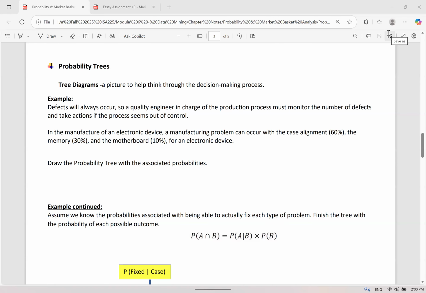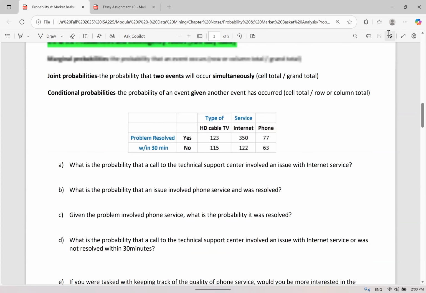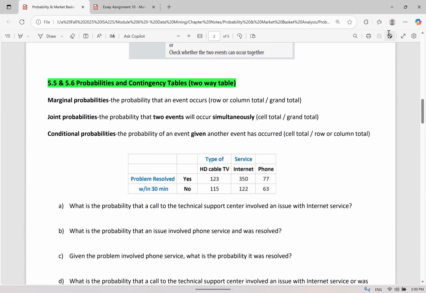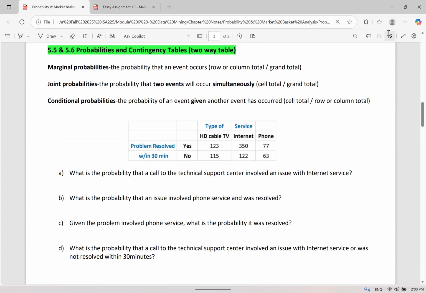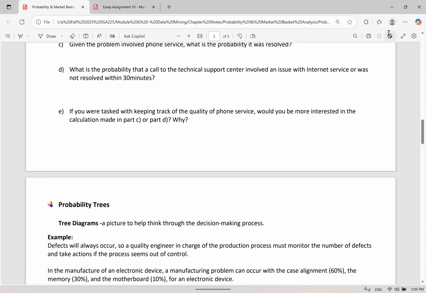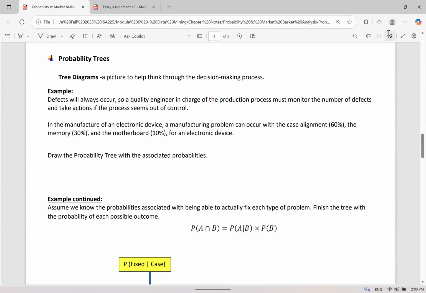Last class we talked about probabilities. We reviewed the three basic probabilities: marginal probability, joint probability, and conditional probability. Today we'll continue to use these three kinds of probabilities to solve different problems.